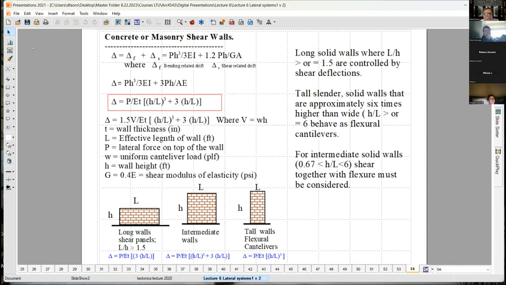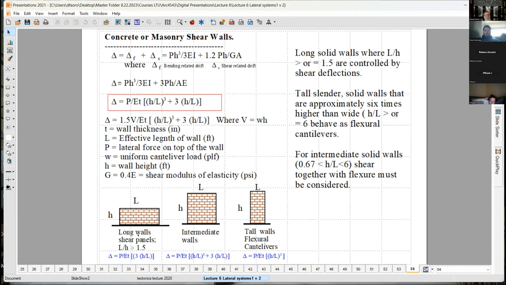On the very top, the simplified version of the equation is shown in the red box: P divided by E times T times H over L cubed plus 3H over L. Now, you use this formula in three versions. If you take a look at the lower left-hand side, there is what's called an aspect ratio test. And these aspect ratios will determine whether or not you use the full formula or portions of it.